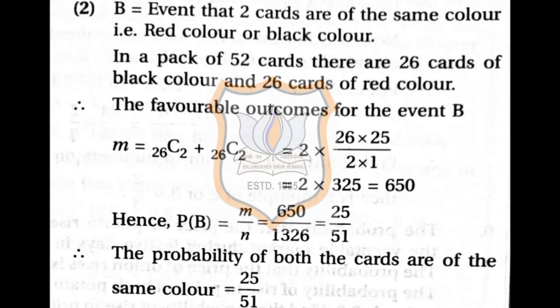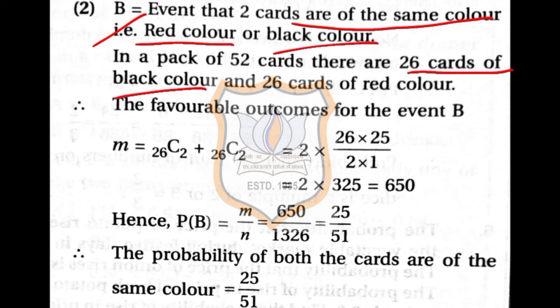Let's solve the second case. First, let us define B event. What is the event? 2 cards are of the same color. Now you know that in 52 cards we have 2 colors, that is red color or black color. Again, if you see, there are 26 cards of black color and we have 26 cards of red color. So again, what we can do? We can select 2 cards either from black color or from red color. So again plus sign will be there.